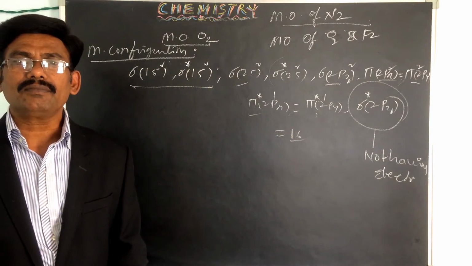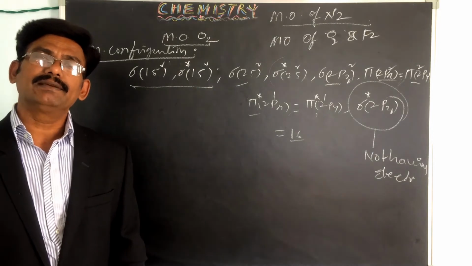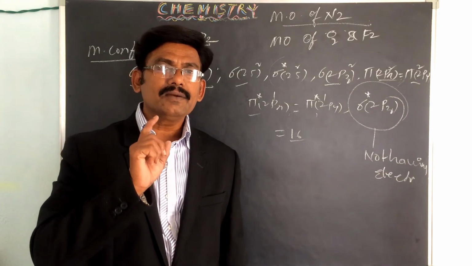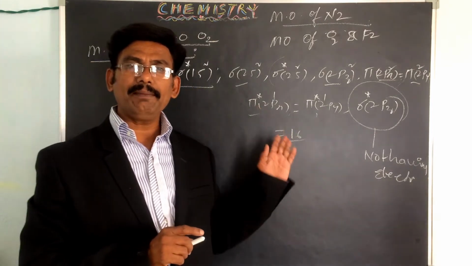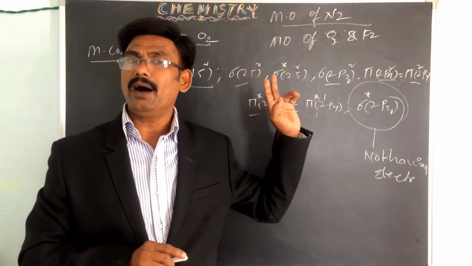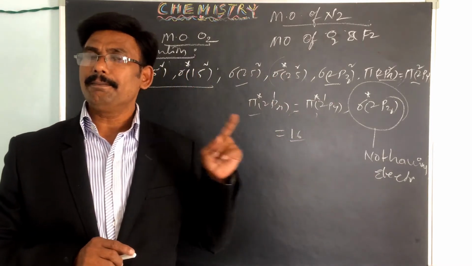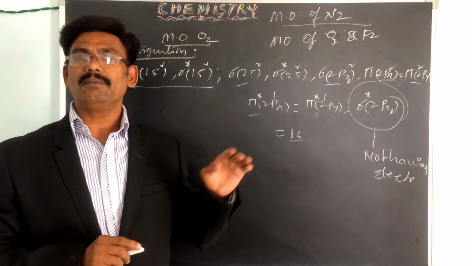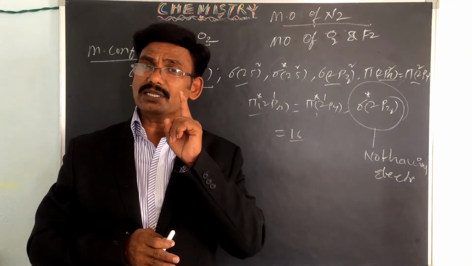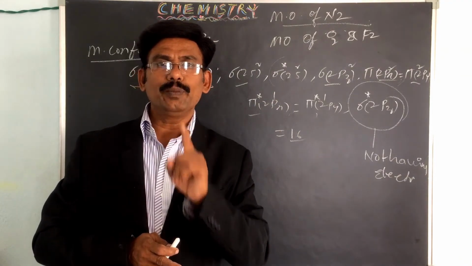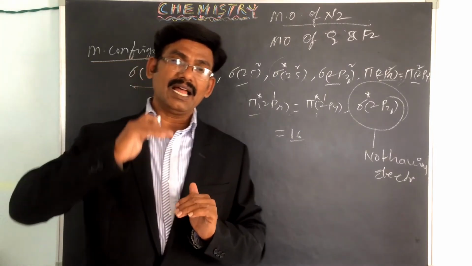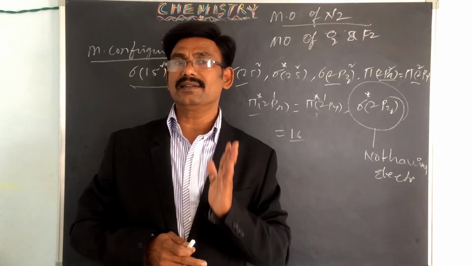Okay, the bonding molecular orbitals are sigma 2s, sigma 2pz, pi 2px, and pi 2py. These orbitals are participating in bond formation. And the anti-bonding molecular orbitals are what? Sigma star 2s, sigma star 2pz, pi star 2px, and pi star 2py, and all are stars, because once again they are anti-bonding molecular orbitals. These orbitals are present outside the bonding. Okay, these are the anti-bonding.